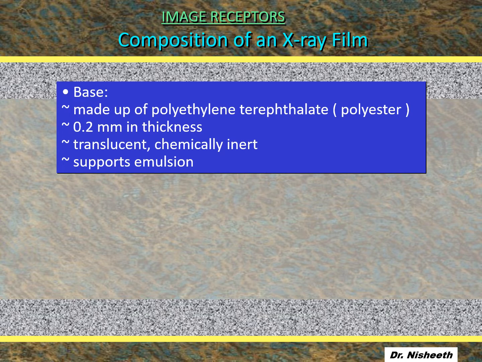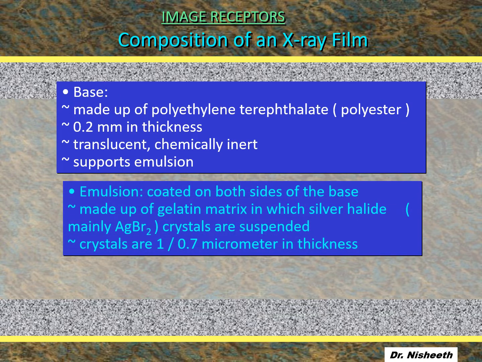Then on the base, adhesive is applied, and on that adhesive, the emulsion is applied. So the next layer is the emulsion. Emulsion is coated on both sides of the base. It is made up of a gelatin matrix in which silver halide crystals, mainly silver bromide, are suspended. Gelatin, all of you have seen it. It is present in the medicine capsules which you take. Gelatin is a sticky substance. Why is gelatin used? Because gelatin has the property to swell and absorb water.